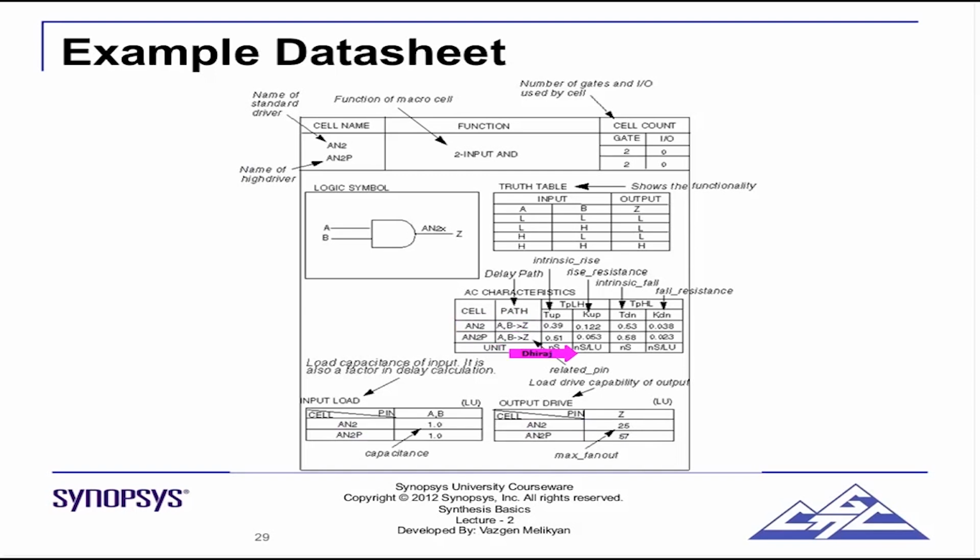It gives you the resistance also, the time it takes. So there are four things here: intrinsic rise, rise resistance, intrinsic fall, fall resistance. So we'll see how these values are represented in the dotlib file and how they are used. This is a typical data sheet for a particular cell.